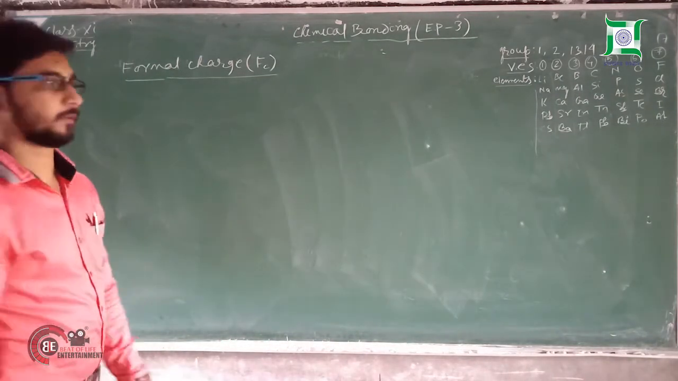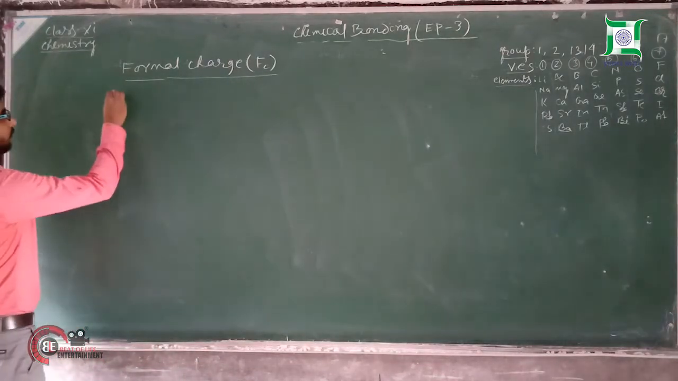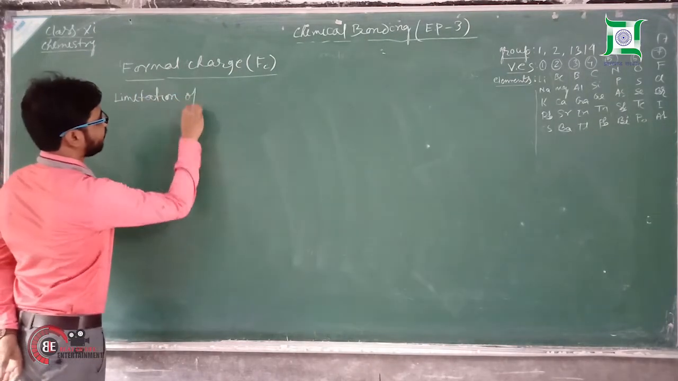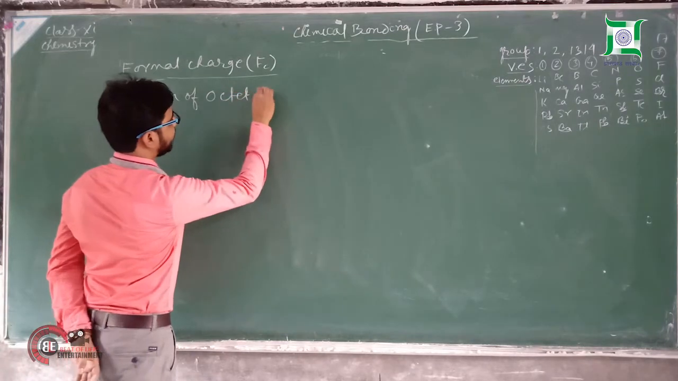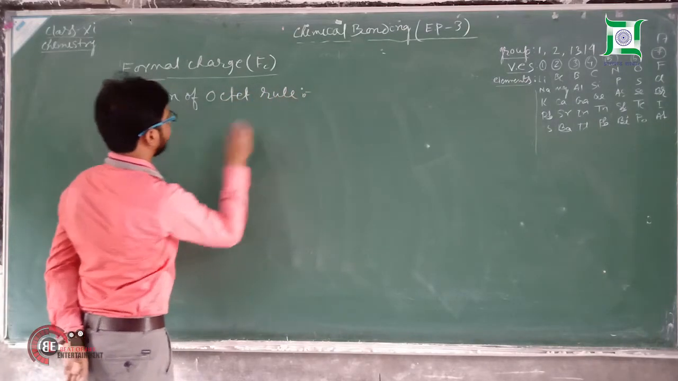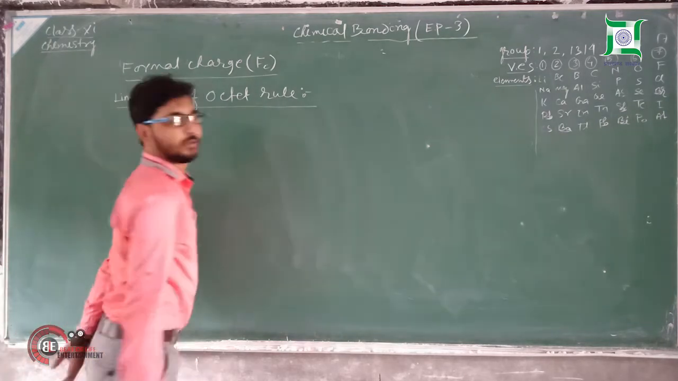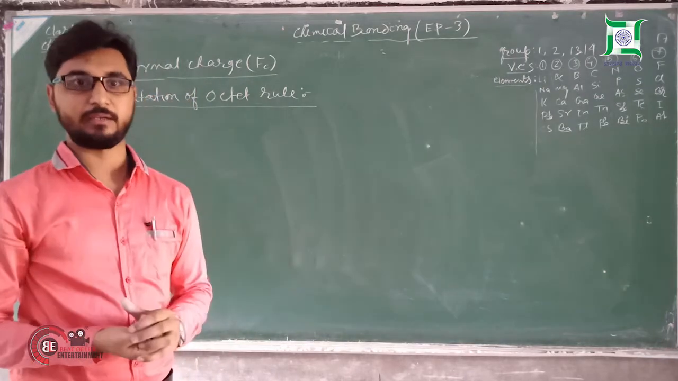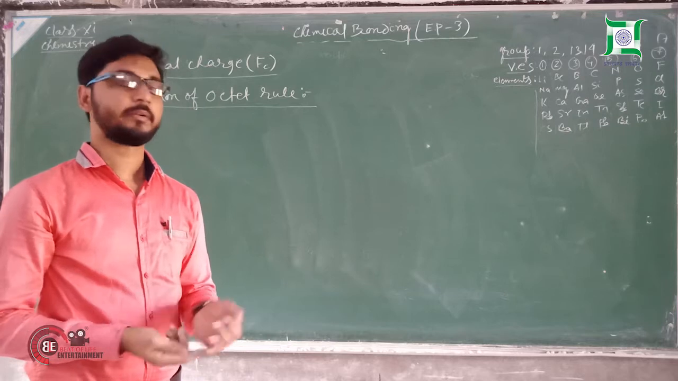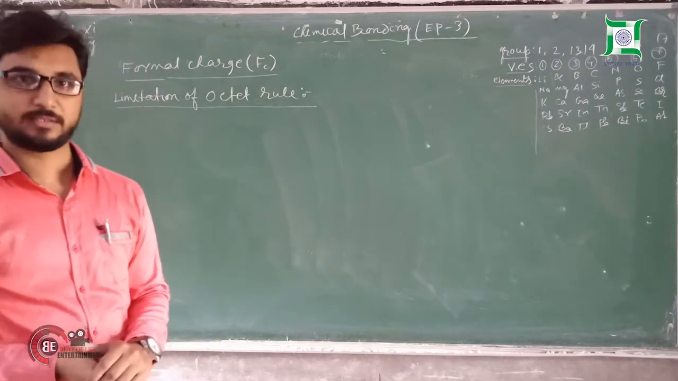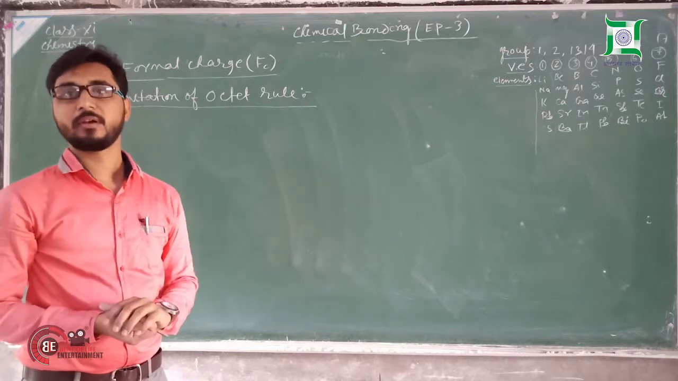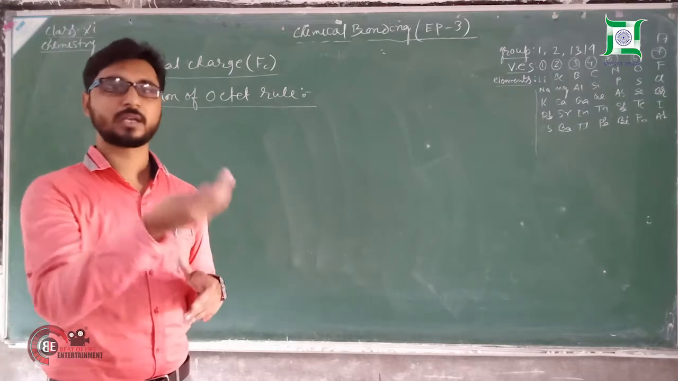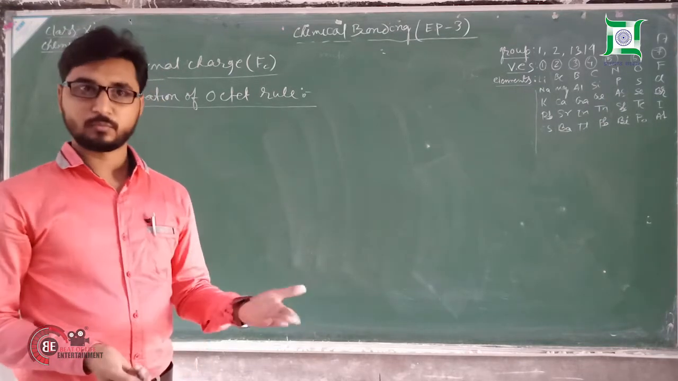Now we take the limitation of the octet rule. So in the previous class we have discussed that all the elements in the periodic table try to attain 8 electrons in their valence shell so that they get the stable noble gas electronic configuration, and for that reason they take part in chemical bonding, covalent bonding, ionic bonding.